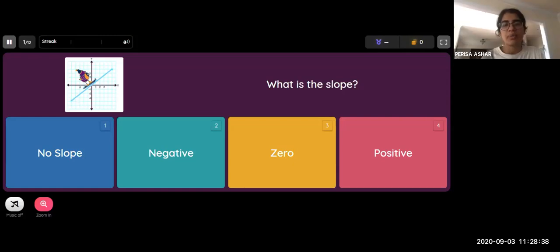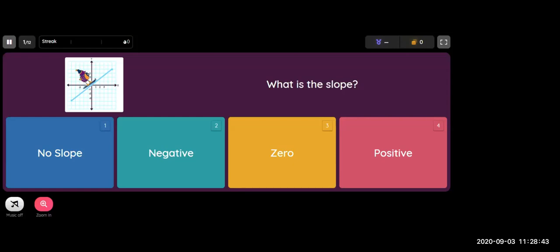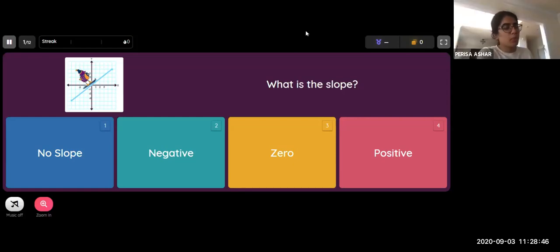I think people are already putting their answers in the chat box. It's just like a regular quiz. Gurjot won this question because the slope of this graph is positive, since it's going up from point 1 on the bottom to point 2 on the top, from left to right in an upward fashion. So answer 4, as Gurjot said, is correct.